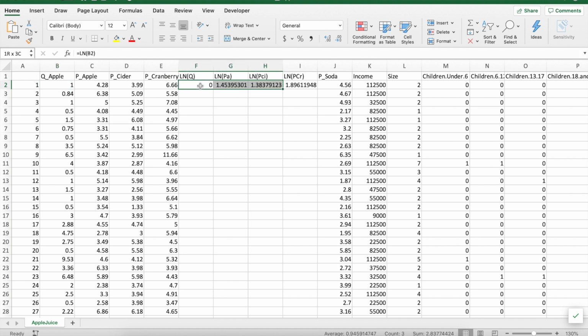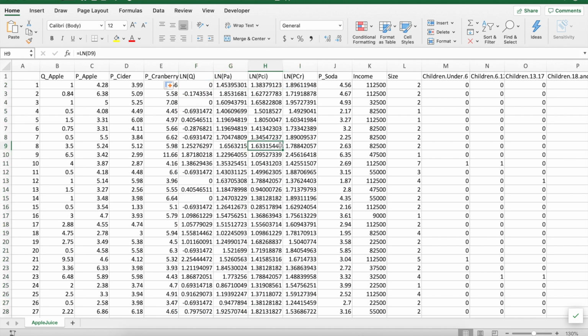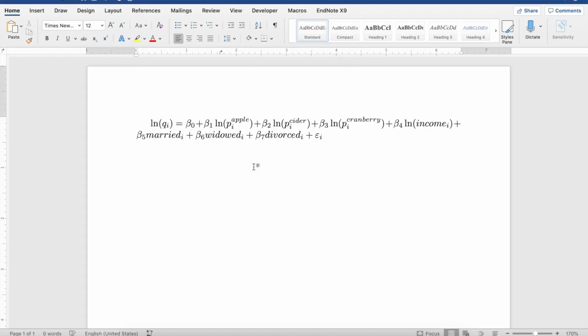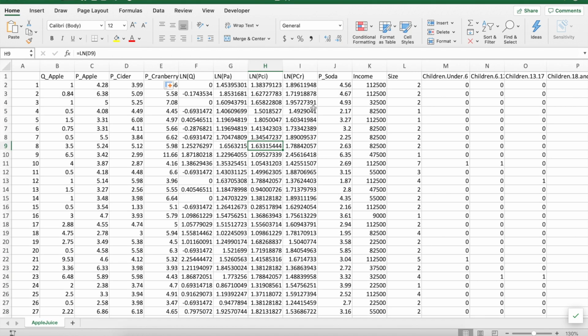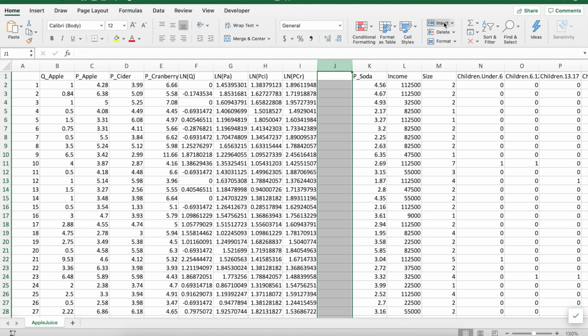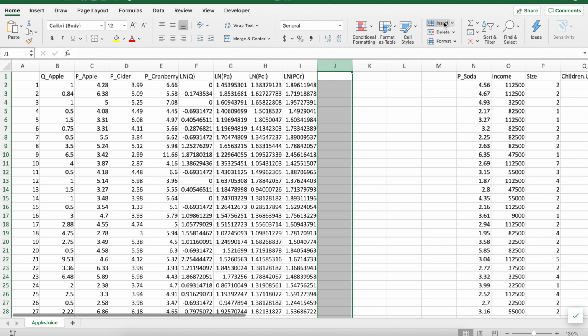Okay, so we're going to just go ahead and copy this for the rest of the column. We get all our good natural logs here. So we're almost done, but we still need to create the natural log of income and then include these dummy variables, okay? And remember that in Excel, we need to have all of our right-hand side variables next to each other. So I'm going to create 4 more columns, 1 for the natural log of income, and then 3 more for our dummy variables, okay?